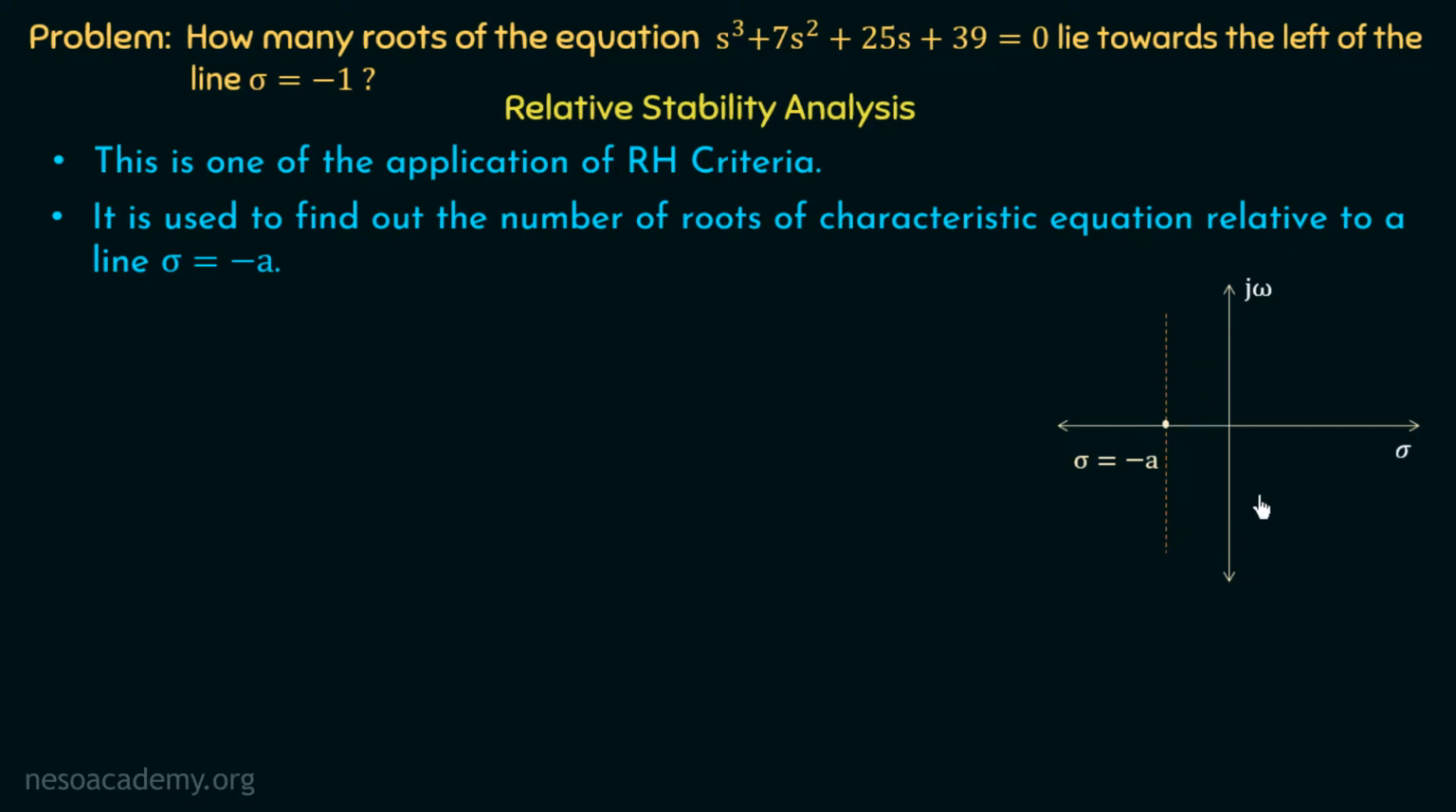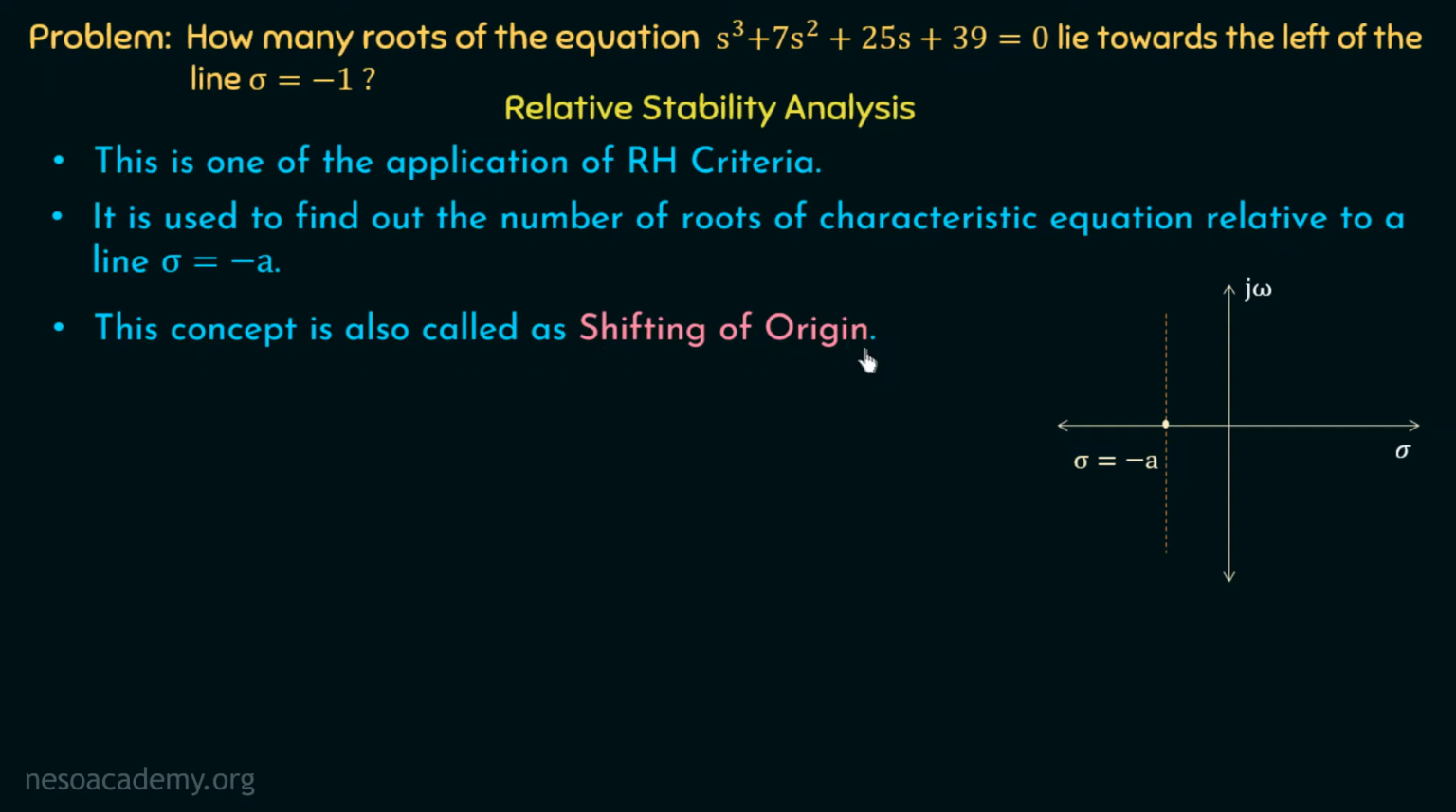Initially, we were using the RH criteria in order to find out the number of roots in the left half plane, that is in the left of the origin, in the right half plane, that is in the right of the origin, and in the imaginary axis. That is, we were discussing the number of roots relative to origin. But now we are talking about the number of roots relative to this line sigma equal to -a. That is, we have shifted the origin to the line sigma equal to -a. And that is why this concept is also called as shifting of origin.